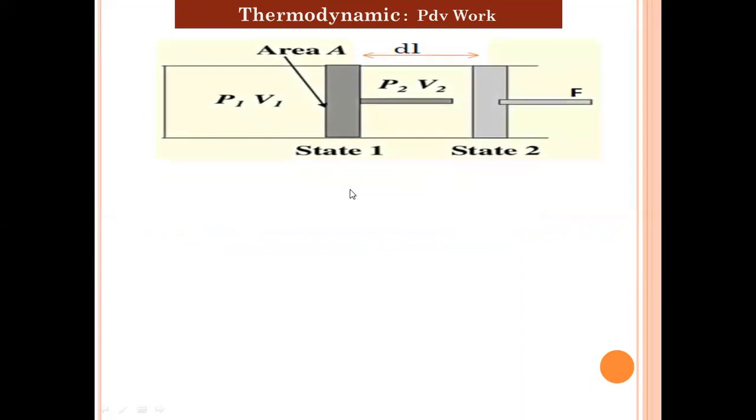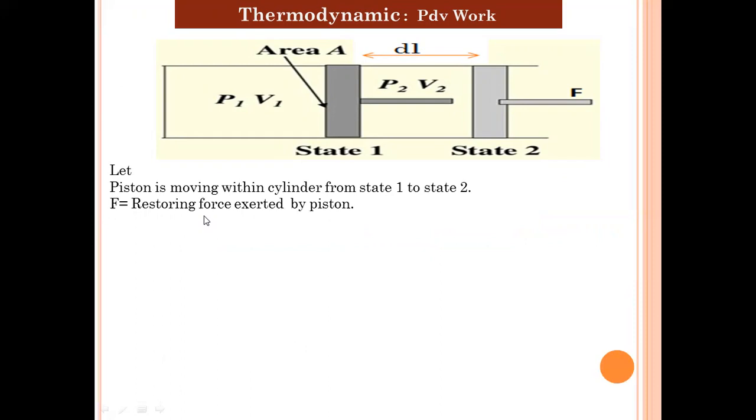Thermodynamic work, or it is often termed as PDV work. So let us consider the piston and cylinder arrangement having the gas enclosed within the cylinder, and let the piston be moving within the cylinder from state 1 to state 2. Let F be the restoring force exerted by a piston. dl is nothing but the distance moved by a piston under the action of force.